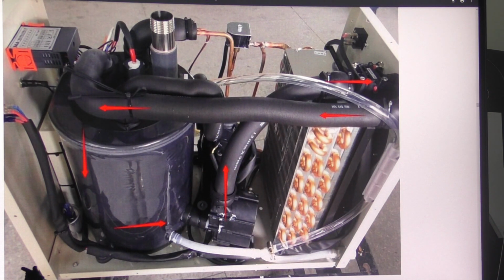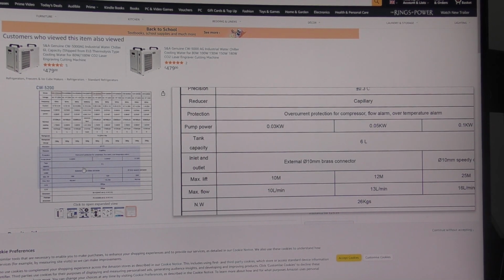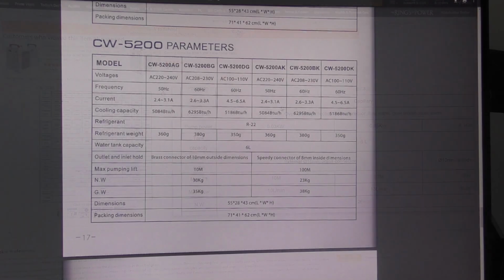Now, you all know roughly the size of a CW5000, and I'll ask you the question: how many gallons, how many litres do you think that tank holds? Could I get 5 litres into that tank? In fact, I'll tell you what I'll do. I'm sure that somewhere along the way, it must tell me the capacity of that tank in this system somewhere. Aha! We've found it. 6 litres is the size of that tank.